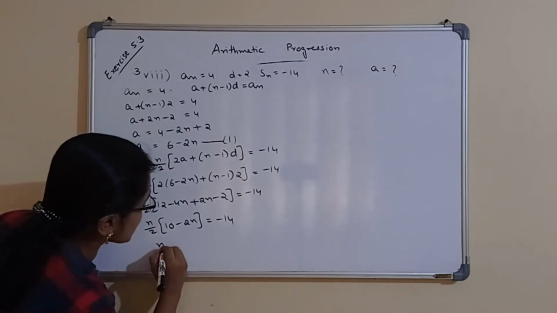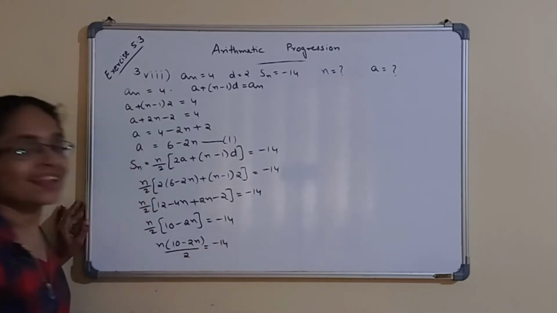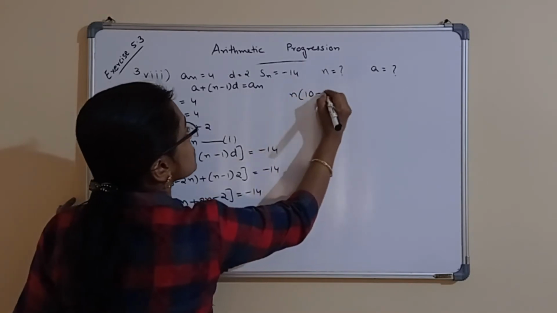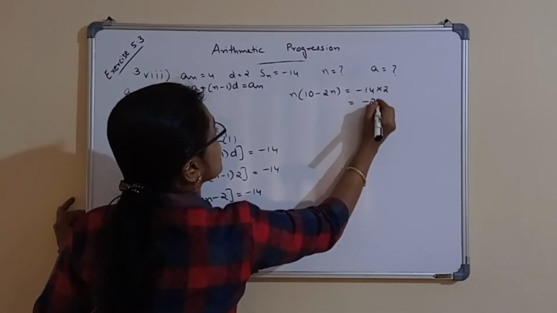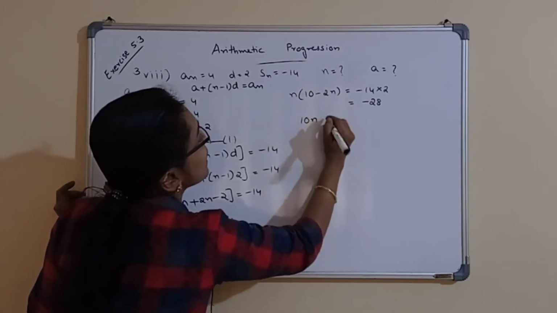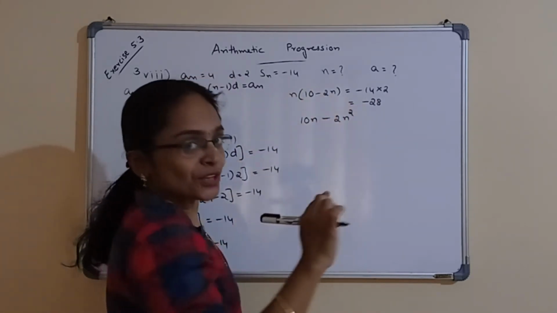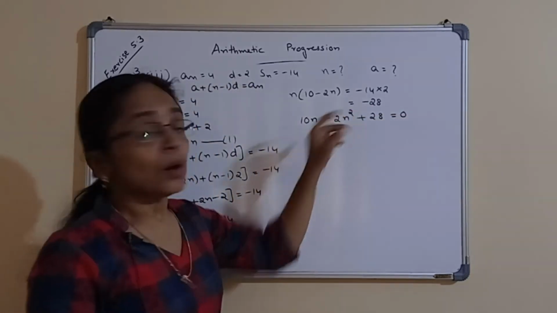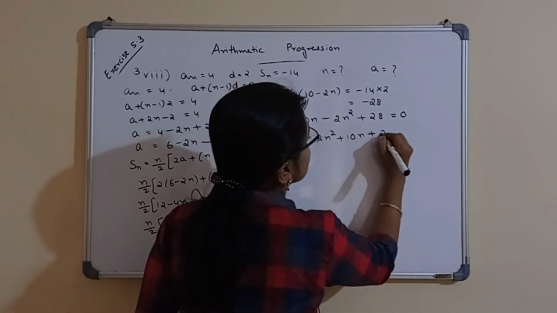Now, this is same as n into (10 minus 2n) by 2 is equal to minus 14. So, we can cross multiply this. We will get n into (10 minus 2n) is equal to minus 14 into 2, which is equal to minus 28. Now, n into 10 is 10n and n into minus 2n is minus 2n square. Now, bringing this minus 28 to the left hand side, we will get plus 28 is equal to 0. Okay, now we can write this as minus 2n square plus 10n plus 28 is equal to 0.